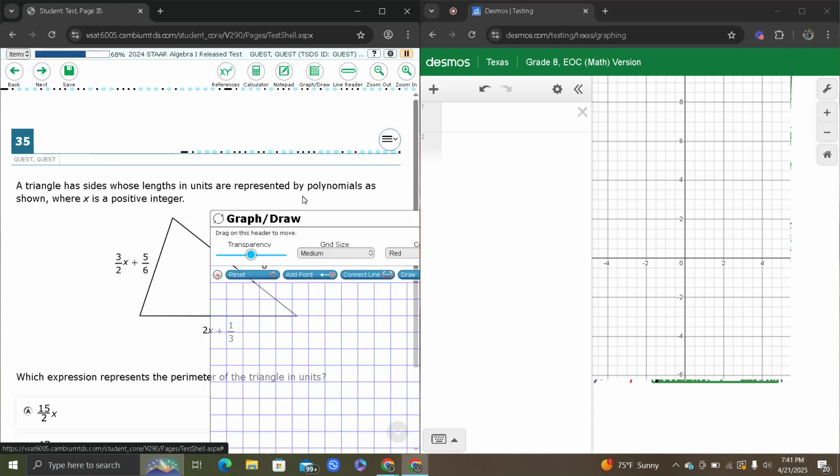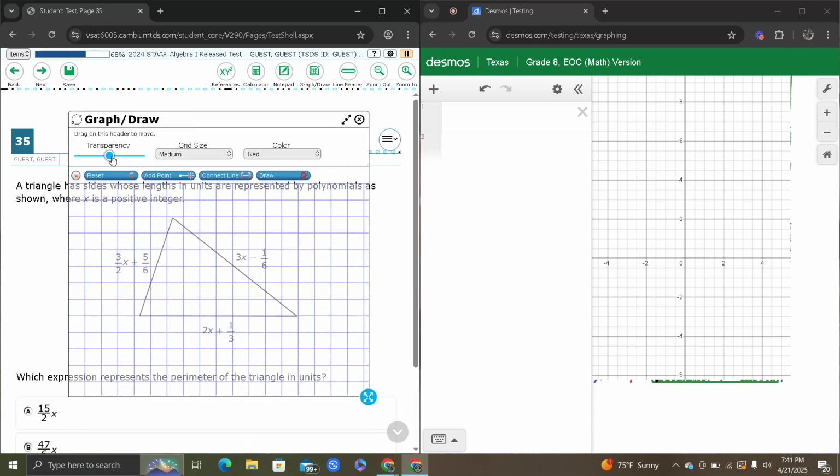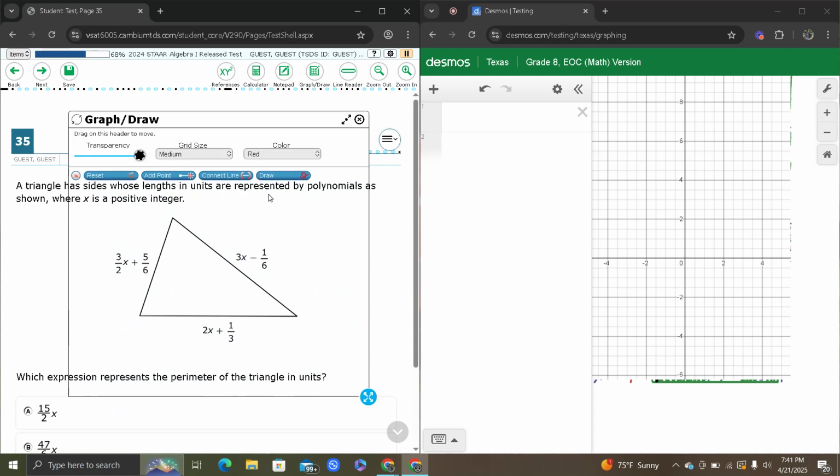Okay. So we have a triangle whose lengths and units are represented by polynomials. What represents the perimeter? So these are polynomials. What do we know about polynomials? That we have to factor them, right? You can't just do 3 over 2x plus 5 over 6. It's missing an x. You can only factor the ones that have x, so you can only factor the ones that have x together. So these will go together.